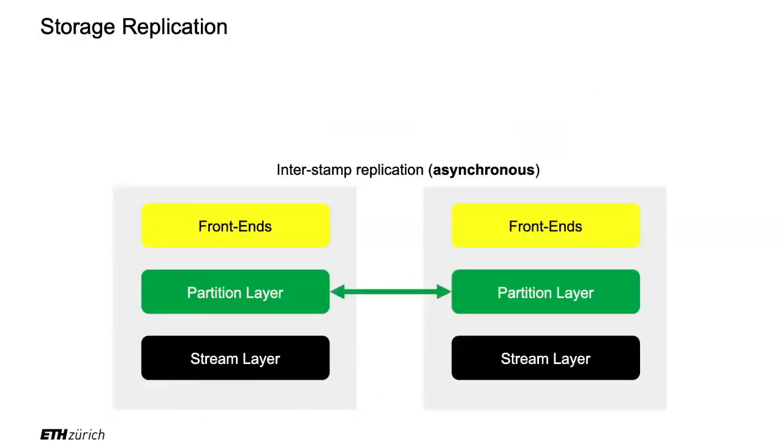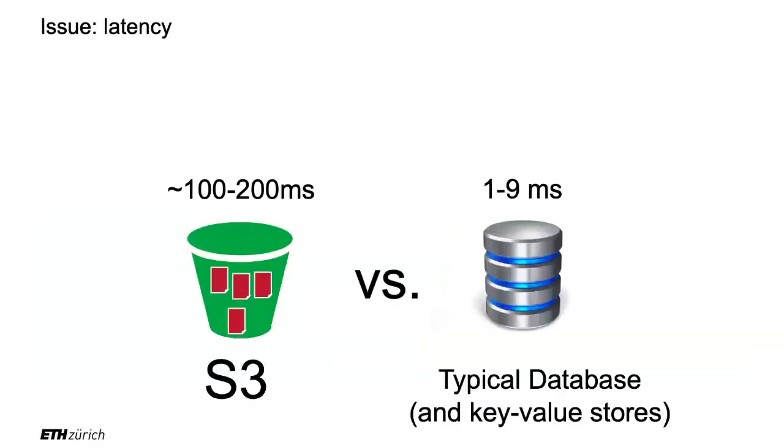But that doesn't quite work for a database system that you want to be interactive or fast, because if you want to write to the system, typically the latency is 1 to 9 milliseconds. It's in the single digits of milliseconds. S3 has a higher latency than that. It's more like a few hundred milliseconds. If you want an interactive database system, that's just not fast enough.